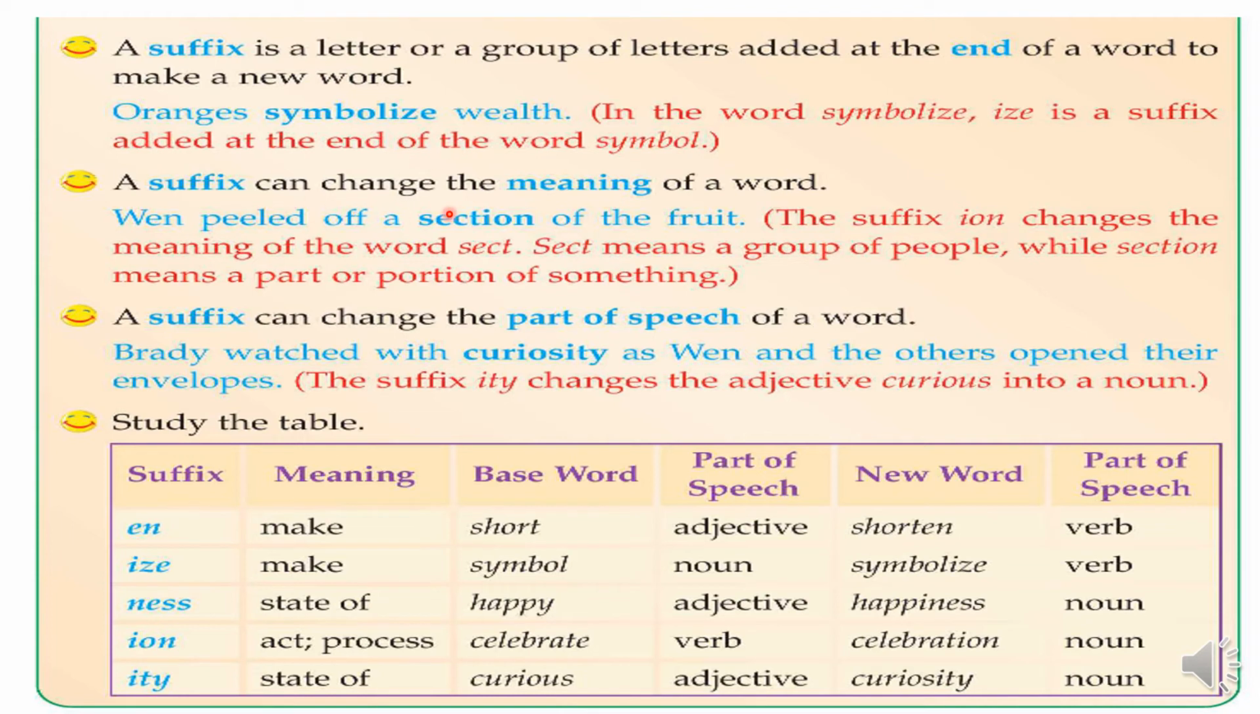A suffix can change the meaning of a word. When peeled off a section of the fruit, the suffix ion changes the meaning of the word sect. So sect means a group of people, while section means a part or portion of something. So here, the suffix can change the meaning of a word.